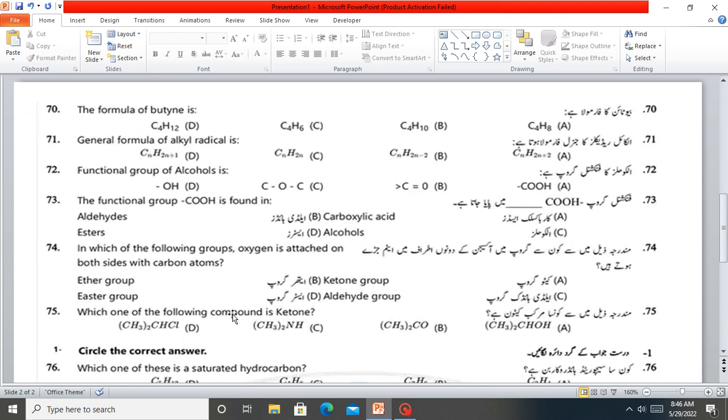Which of the following compounds is a ketone? So which of this is a ketone? Is it D, C, B, or A? Here, this is not a ketone, this is not a ketone, this is an alcohol, 2-propanol, and this is a ketone. The answer is B.